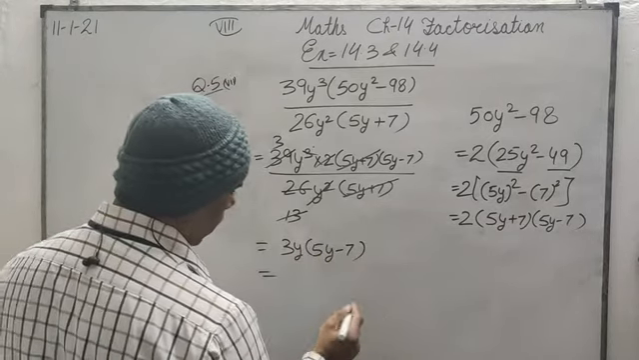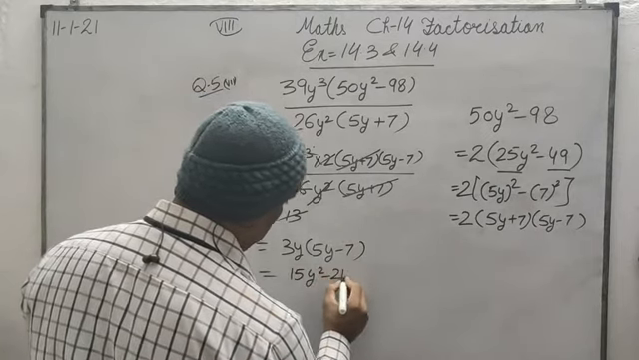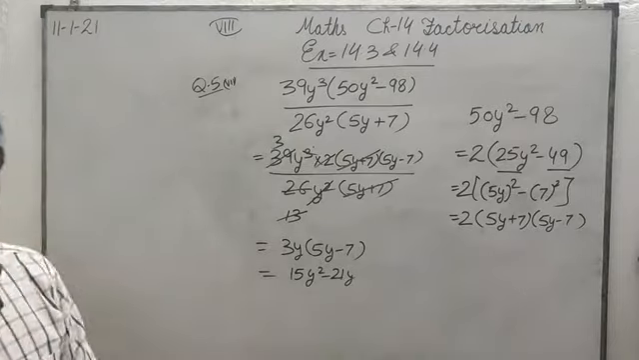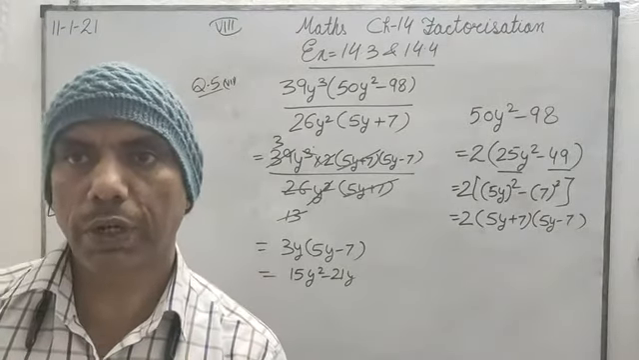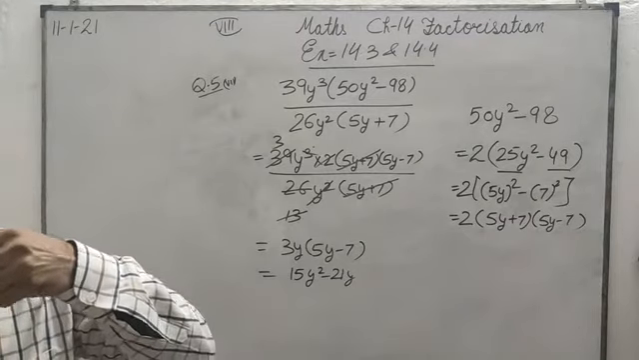If you wish, you can multiply it in. If you don't, then you can leave it here also: 15y square minus 21y. This way, our exercise 14.2 is over. Now, 14.3, sorry.